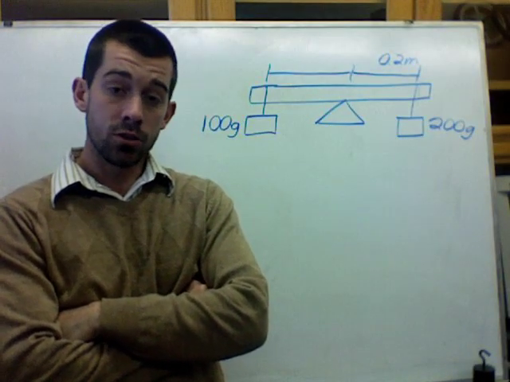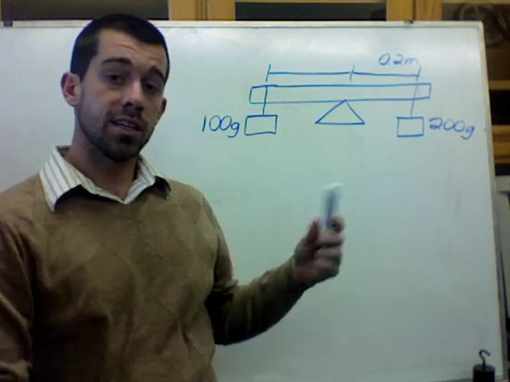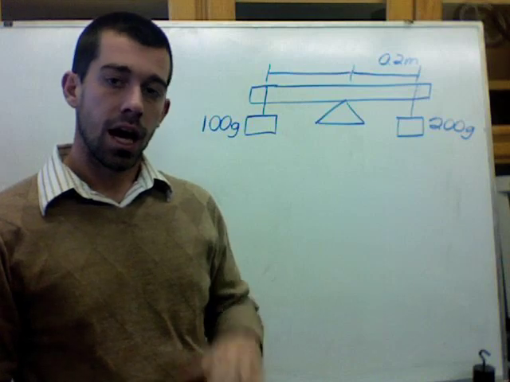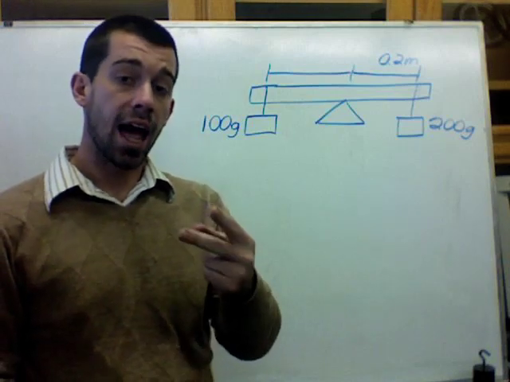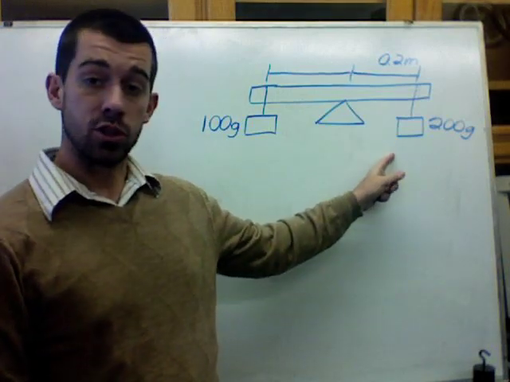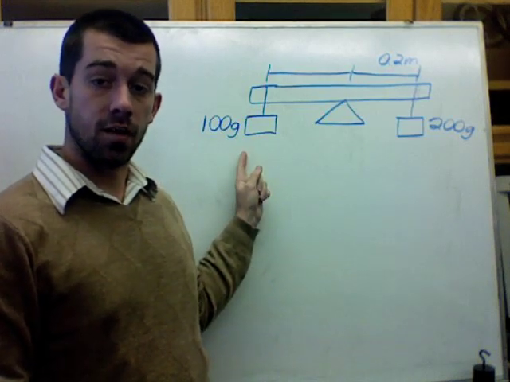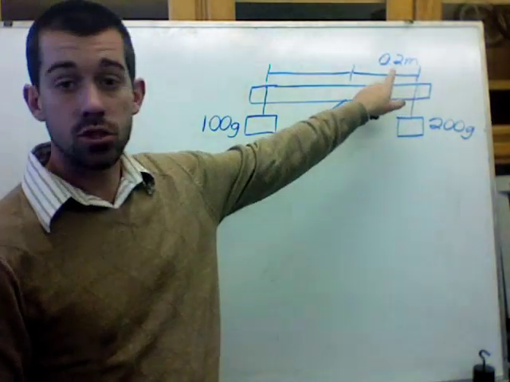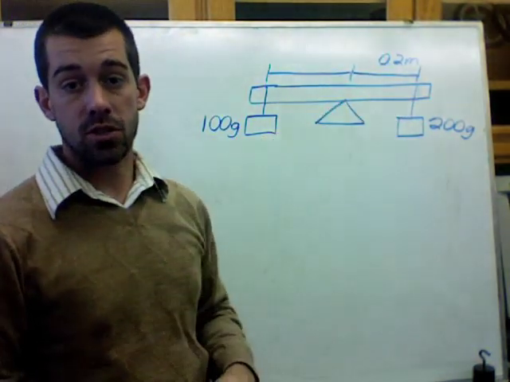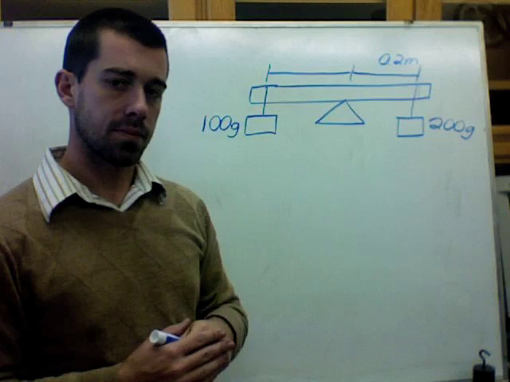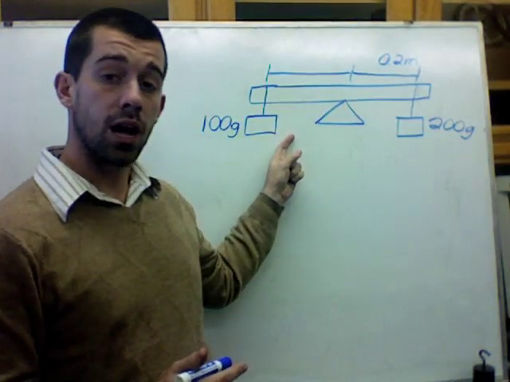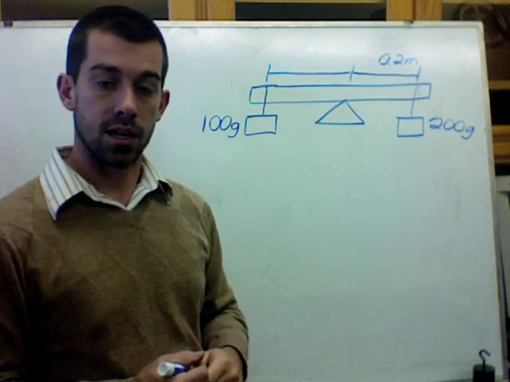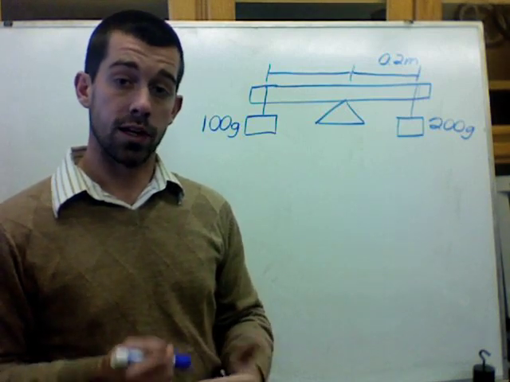Okay, so here's our example. We're going to be imagining a meter stick that is balanced at the center. And on that meter stick are two hanging masses, one of 200 grams and another of 100 grams. Our 200 gram mass is 0.2 meters from the center of the meter stick where it's balanced. But we don't know how far our 100 gram mass is from the center of the meter stick. And that's what we're going to try to solve for in this example problem.